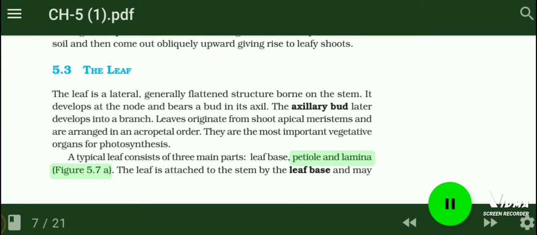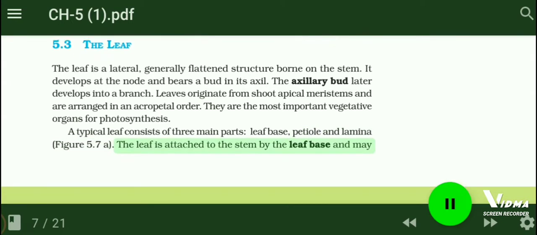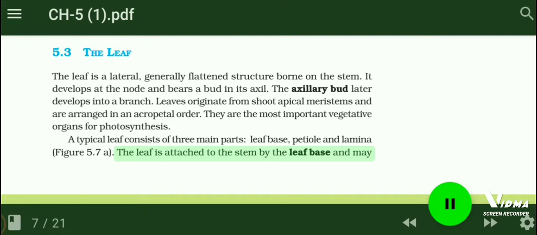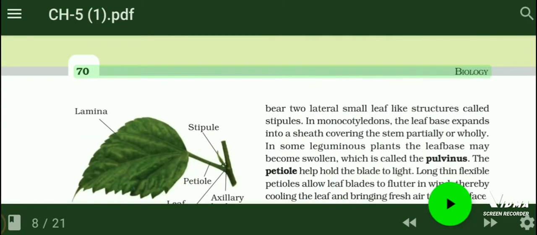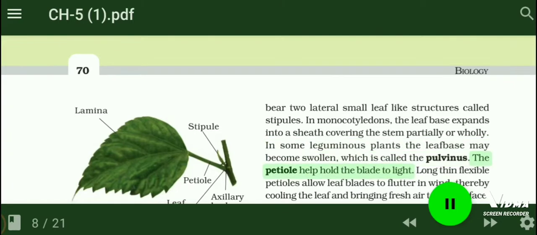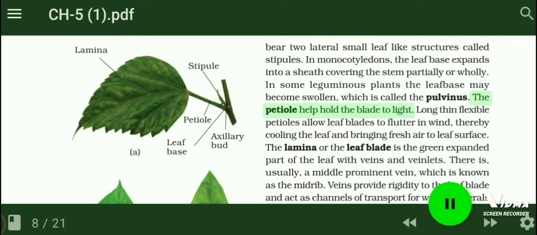Figure 5.7a. The leaf is attached to the stem by the leaf base. In dicotyledons, the leaf base may bear two lateral small leaf-like structures called stipules. In monocotyledons, the leaf base expands into a sheath covering the stem partially or wholly. In some leguminous plants, the leaf base may become swollen, which is called the pulvinus. The petiole helps hold the blade to light.